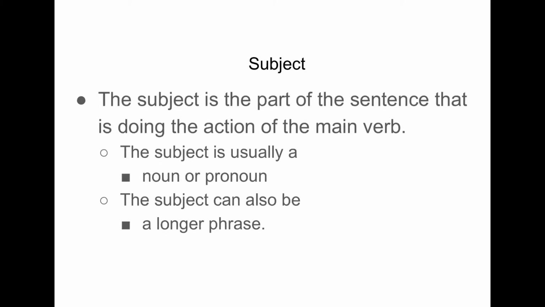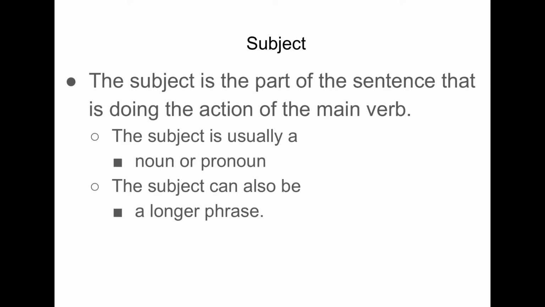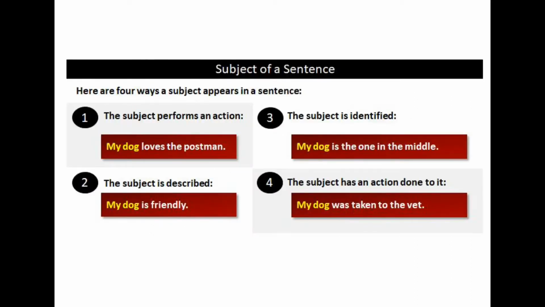So the subject is the part of the sentence that is doing the action of the main verb. It's usually a noun or a pronoun. It can also be a longer phrase. Here are 4 ways a subject appears in a sentence. It could perform an action, it's described, it's identified, or it has an action done to it.